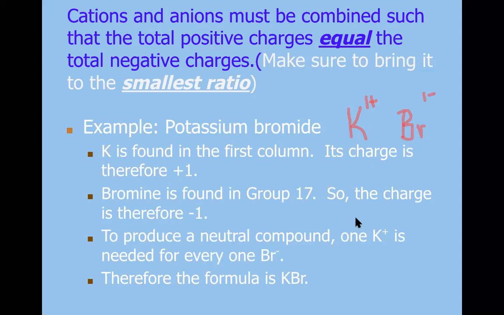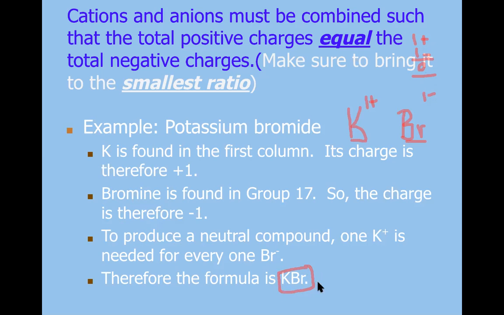Then to produce a neutral compound, see, 1 positive, 1 negative. So check. When you add 1 positive and 1 negative, they should neutralize. See, you get 0. That means no charge. That is a neutral compound. So that means we are doing the right thing. So 1 potassium needs 1 bromine. So the final answer is KBr.